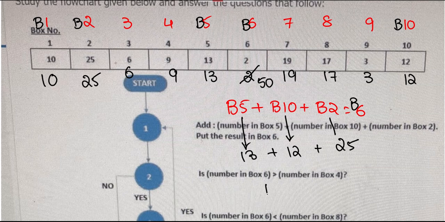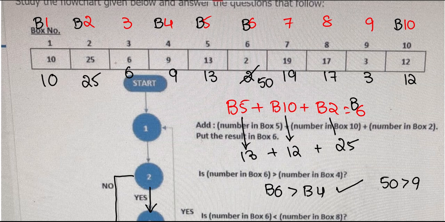Now the next question: is box 6 greater than box 4? If no, we skip; if yes, we go to the third step. Box 6 is 50 and box 4 stores 9. 50 greater than 9, true, so yes.